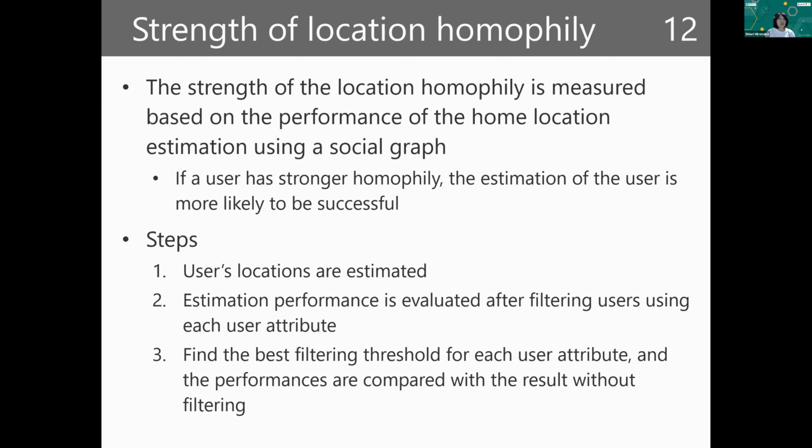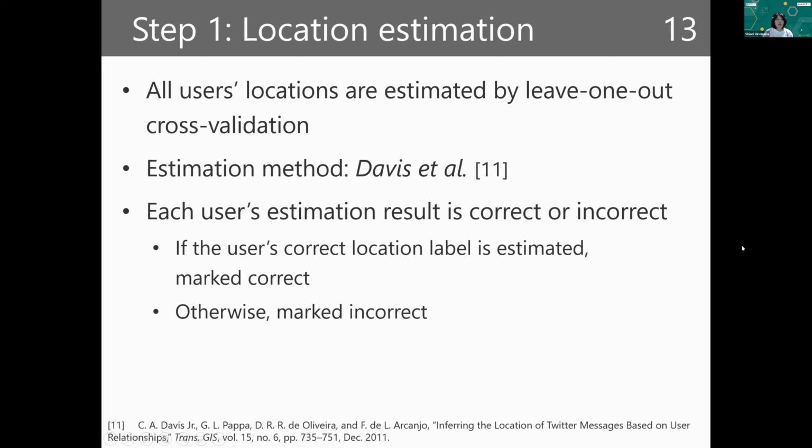So the experiment proceeds as follows. First, the location of each user is estimated, and next, the location estimation is evaluated after filtering the estimation targets using each user attribute. And then the estimation performances are compared with filtering and without filtering. First, all user locations are estimated. We use an estimation method proposed in a previous study. This method is built on the location homophily assumption. Then each user is labeled with their estimation label.